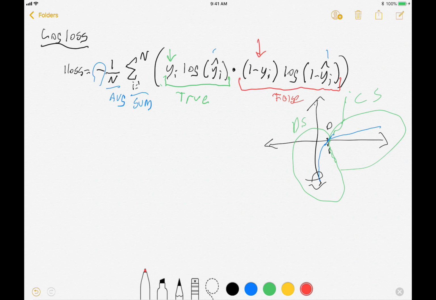Now on the other side of the coin, if it's false, so if the correct answer y sub i is false or 0, then the true term is going to cancel out. And then the false is going to be 1, so it's going to have a coefficient of 1. 1 minus 0 is 1, multiplied by the log of 1 minus y sub i. We're basically now doing that in reverse.